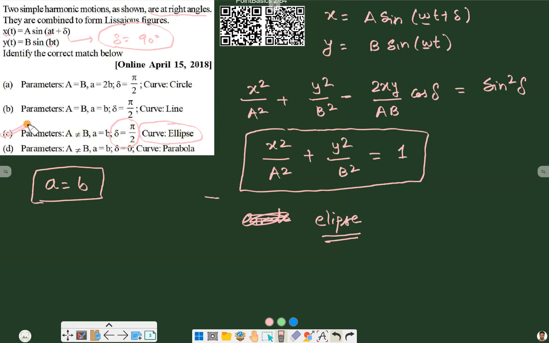So option C will be the right answer. Now moving to the next question.